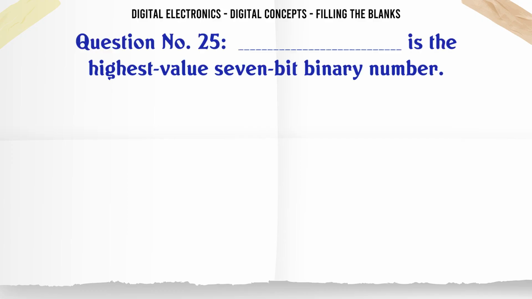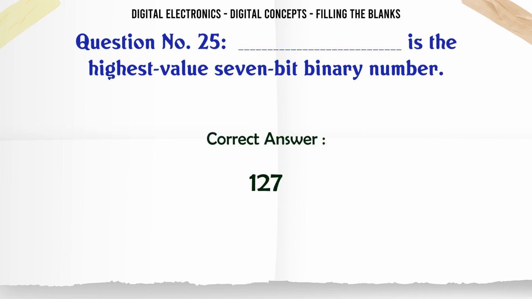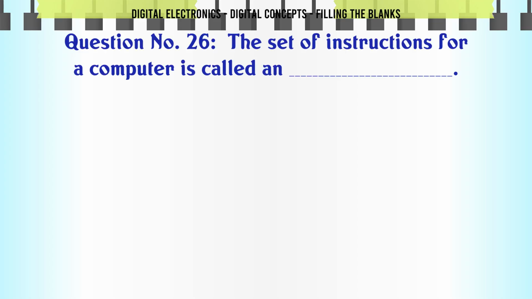What is the highest value 7-bit binary number? A. 128. B. 127. C. 126. D. 125. The correct answer is 127.